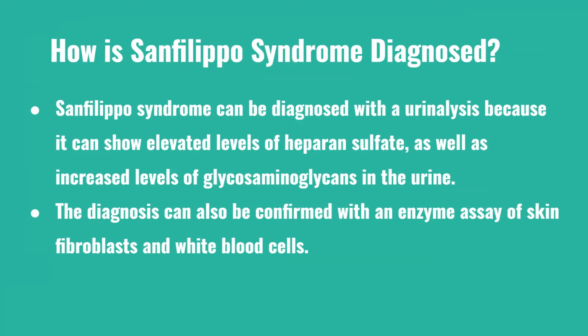How is Sanfilippo syndrome diagnosed? Sanfilippo syndrome can be diagnosed with a urinalysis because it can show elevated levels of heparan sulfate as well as increased levels of glycosaminoglycans in the urine. The diagnosis can also be confirmed with an enzyme assay of skin fibroblasts and white blood cells. The enzyme assay is considered the most accurate diagnostic tool because it detects whether the enzymes breaking down the heparan sulfate are present or not. Another tool that can be used to diagnose Sanfilippo syndrome is gene sequencing.